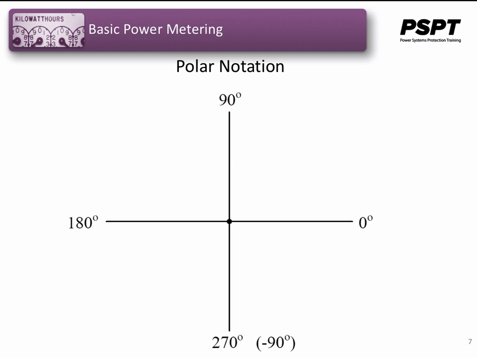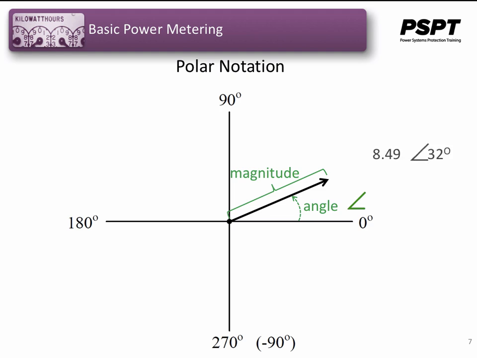When working with phasors, the most common descriptive form is polar notation. Polar notation is where phasors are described by the length, which is called the magnitude, and its angle, or its relative displacement from 0 degrees, or the horizontal, denoted by the angle symbol that looks like this. For example, this phasor would be designated 8.49 in magnitude and at an angle of 32 degrees.